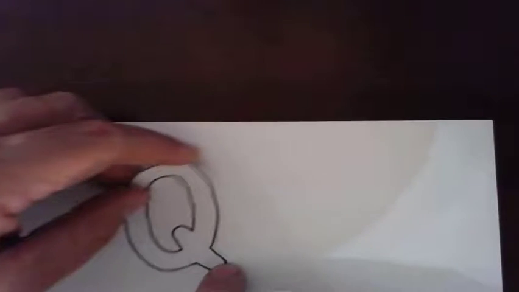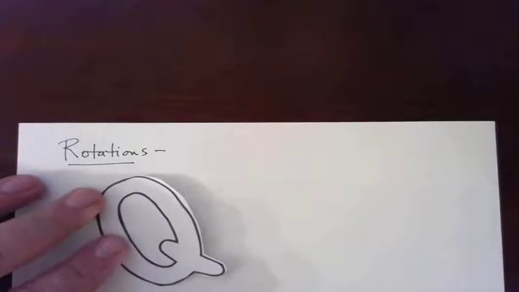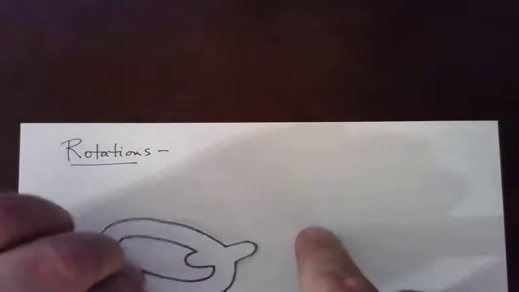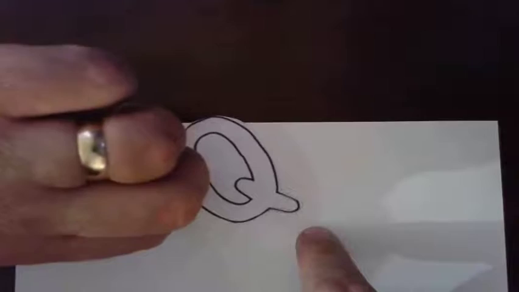And the center might be on the shape, the center might be in the middle of the shape, or even the center of rotation might be outside the shape. So you've got it like sitting on a turntable and it's spinning around that central point.